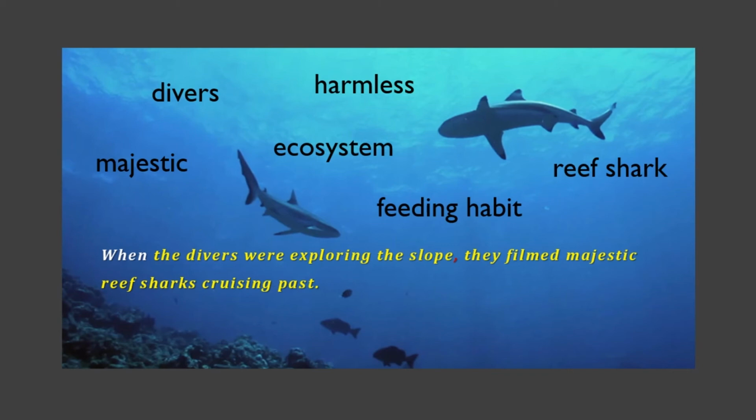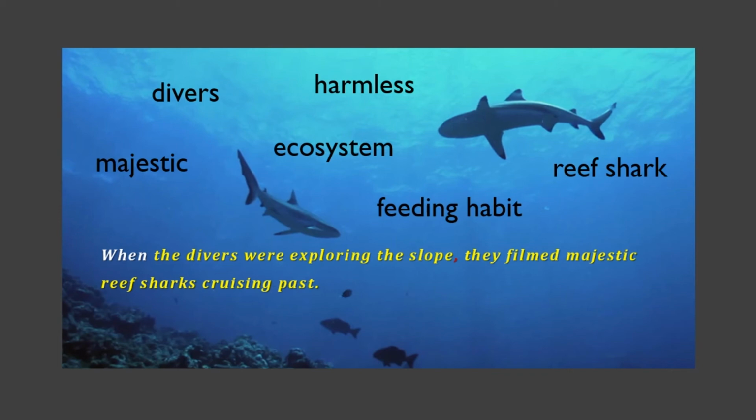So my sentence reads as, when the divers were exploring the slope, they filmed majestic reef sharks cruising past. In this sentence, notice the word when. This is a relative pronoun. I've used a relative pronoun with a dependent clause to begin this sentence, hence the use of the comma. Notice the comma, children. When the divers were exploring the slope, comma.